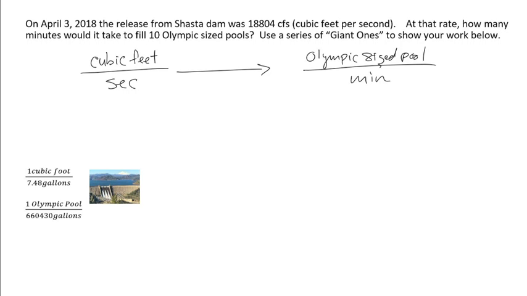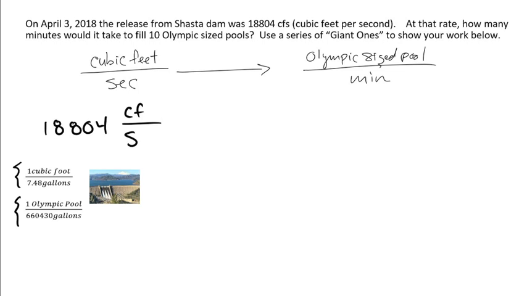So we start with 18,000. This pen is too thin. Let me make this a little bit thicker again. We start with 18,804, and these are cubic feet. I'll abbreviate that, cubic feet per second. Okay. I have two giant ones that are provided for me, right? This one and this one.